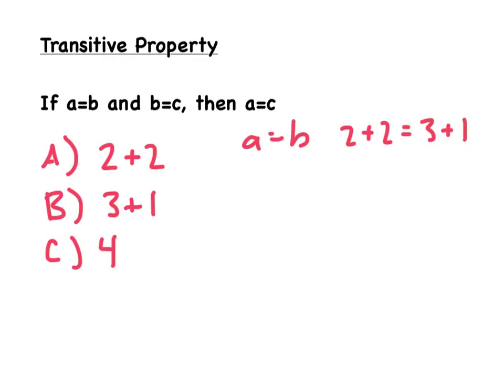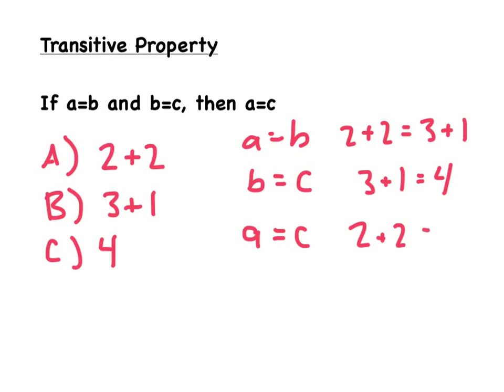And if B is equal to C, which 3 plus 1 is equal to 4, then we must have our A, which is 2 plus 2, and our C, which is 4, then A must equal C, which we have 2 plus 2, and that must be equal to 4. So the transitive property is basically showing different equivalent expressions between 3 expressions.